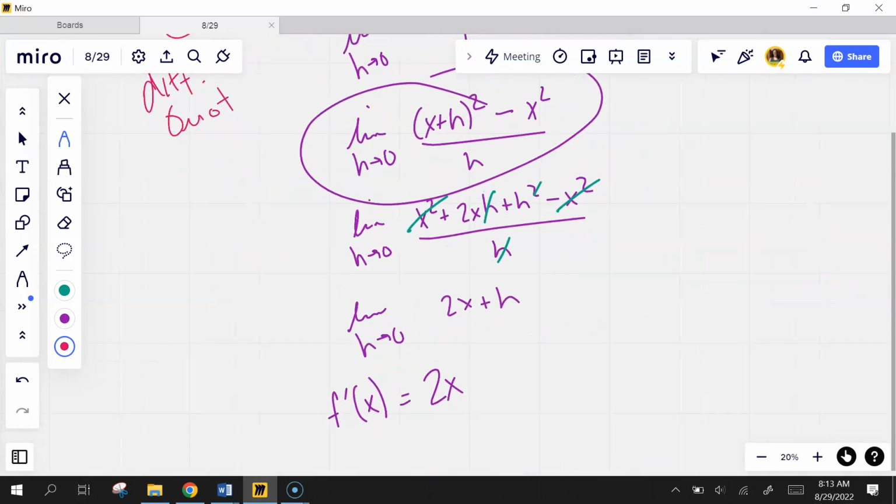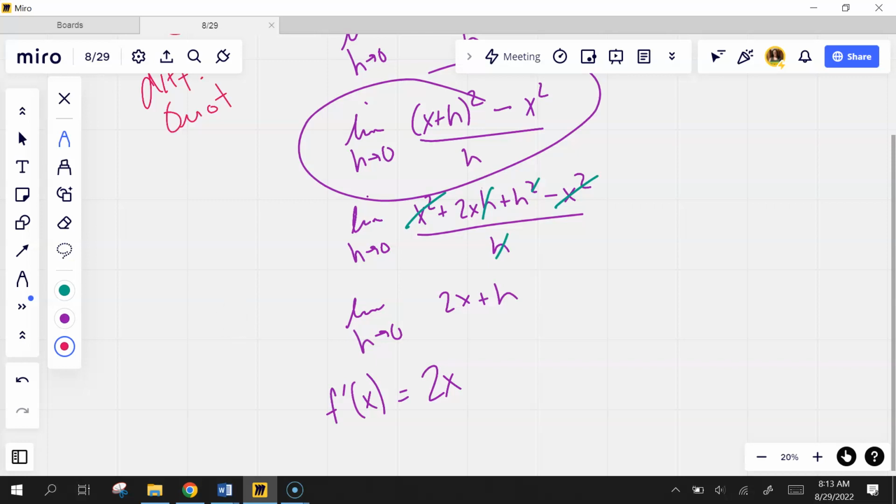The nice thing about this is, more work, but I could take this equation and find the derivative at any point. So now I could say, what's the derivative at 2? Well, the derivative at 2 would be 4. Or what's the derivative at 10? Well, the derivative at 10 would be 20. I could just plug those values in now instead of in the beginning. Does that make sense?